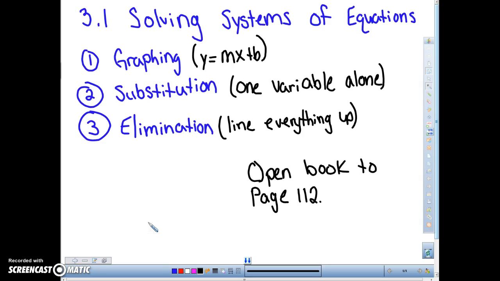Consistent and dependent: there are two lines graphed there, but when you graph them, they end up being the same line. So that means there are infinitely many solutions, because at every single point, those two lines touch. The third option our answers could be is inconsistent. Inconsistent means these lines are parallel and you have no solution. They will never cross each other. So let's start with some examples on graphing.